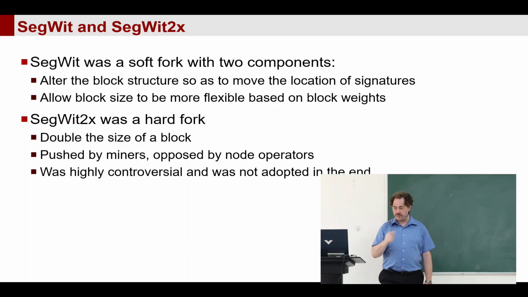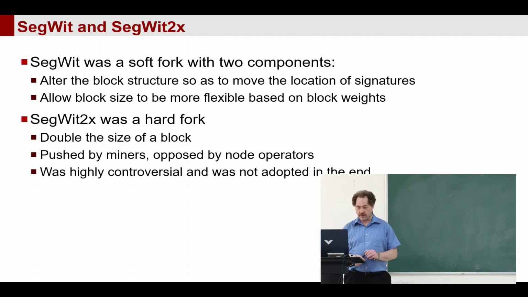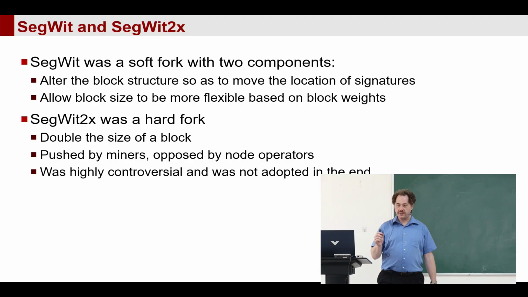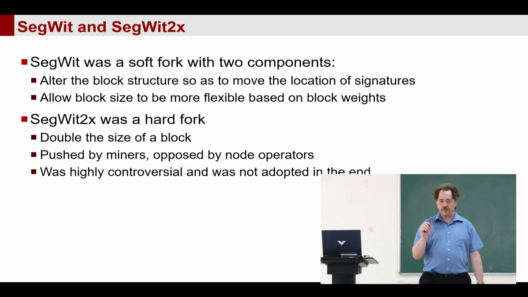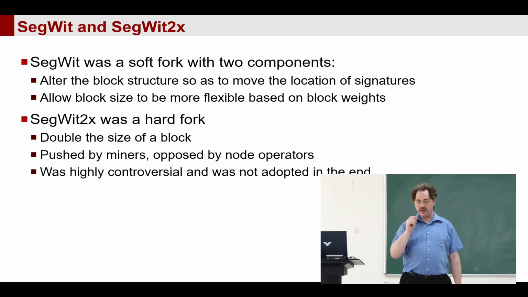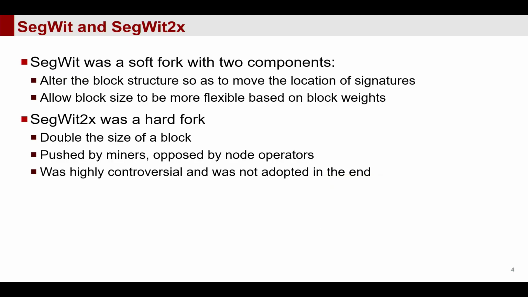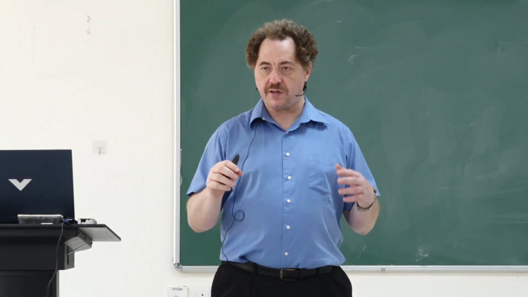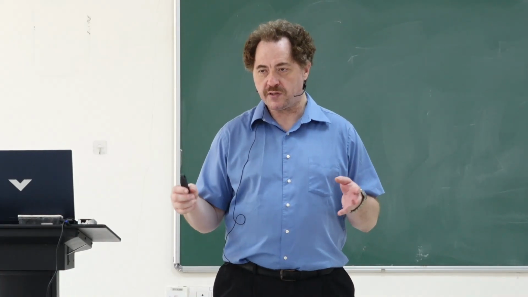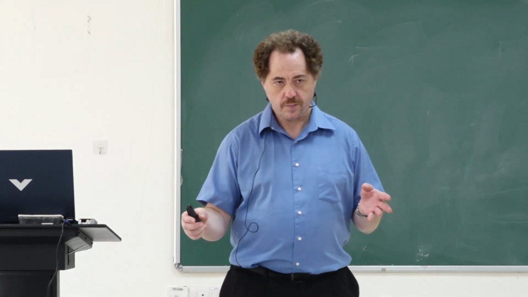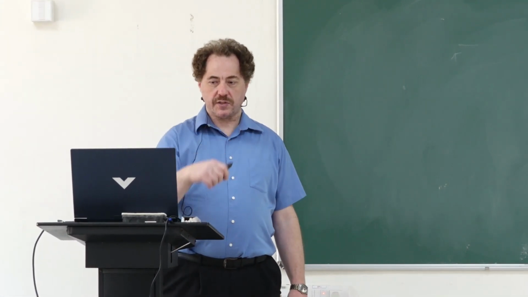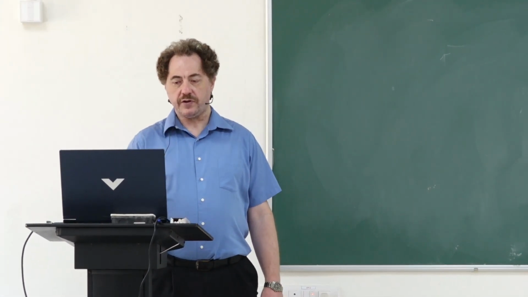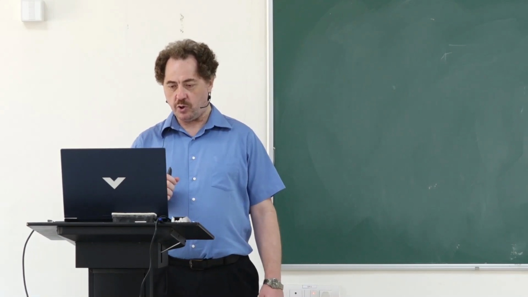But the more interesting was the second change, which was to allow block size to be more flexible based on block weights. So according to SegWit, each block may be assigned a different weight, and the higher the block weight, the longer the block is allowed to be, the maximum size of the block. So how do we decide on weights? Well, there are different components that affect the block weight.